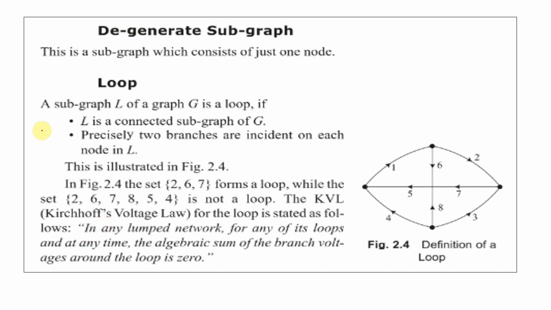Now next is a loop. The degenerate subgraph is already over. When we said the degenerate subgraph, it consists of just one node, right? For example, suppose I draw a point, so that is a degenerate subgraph. Now a loop is nothing but, in a simple manner, a closed path, right?